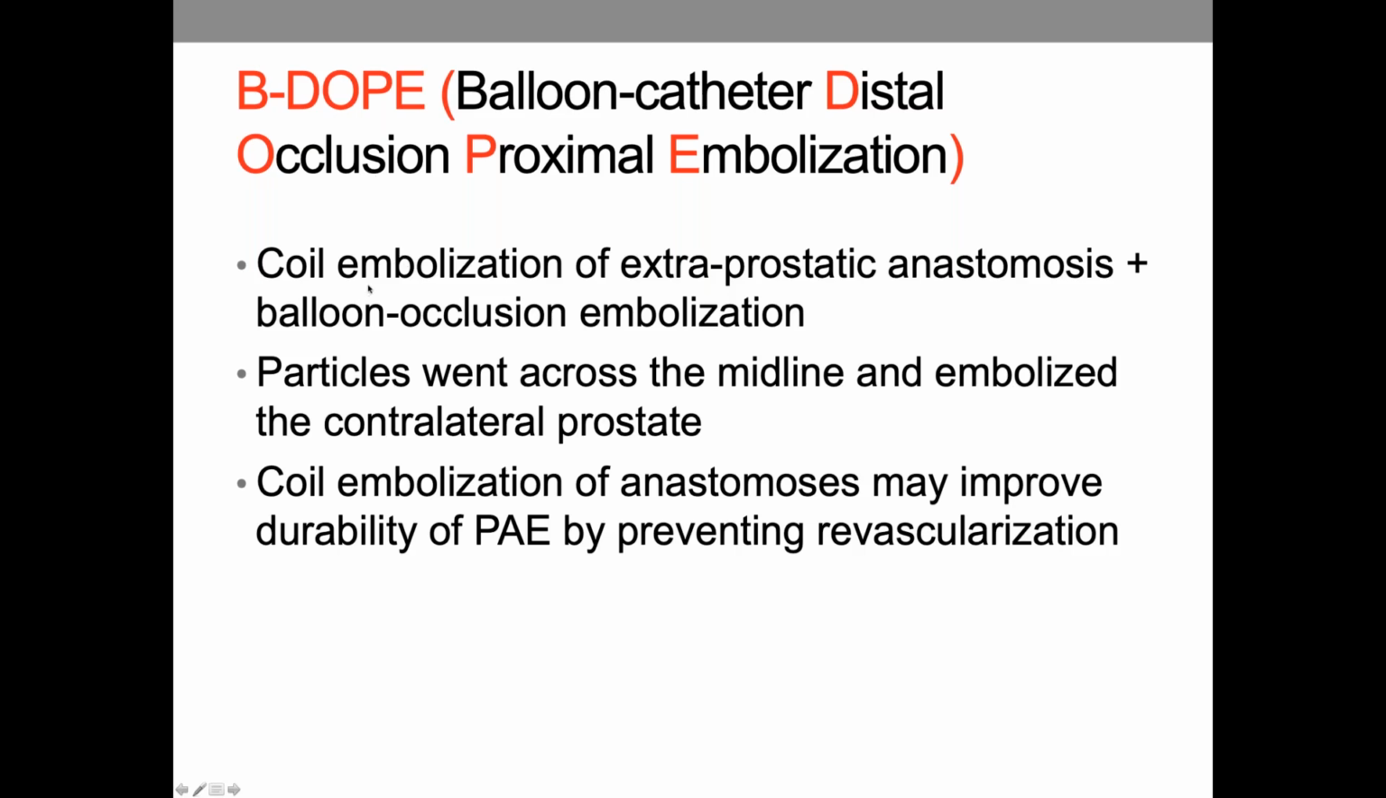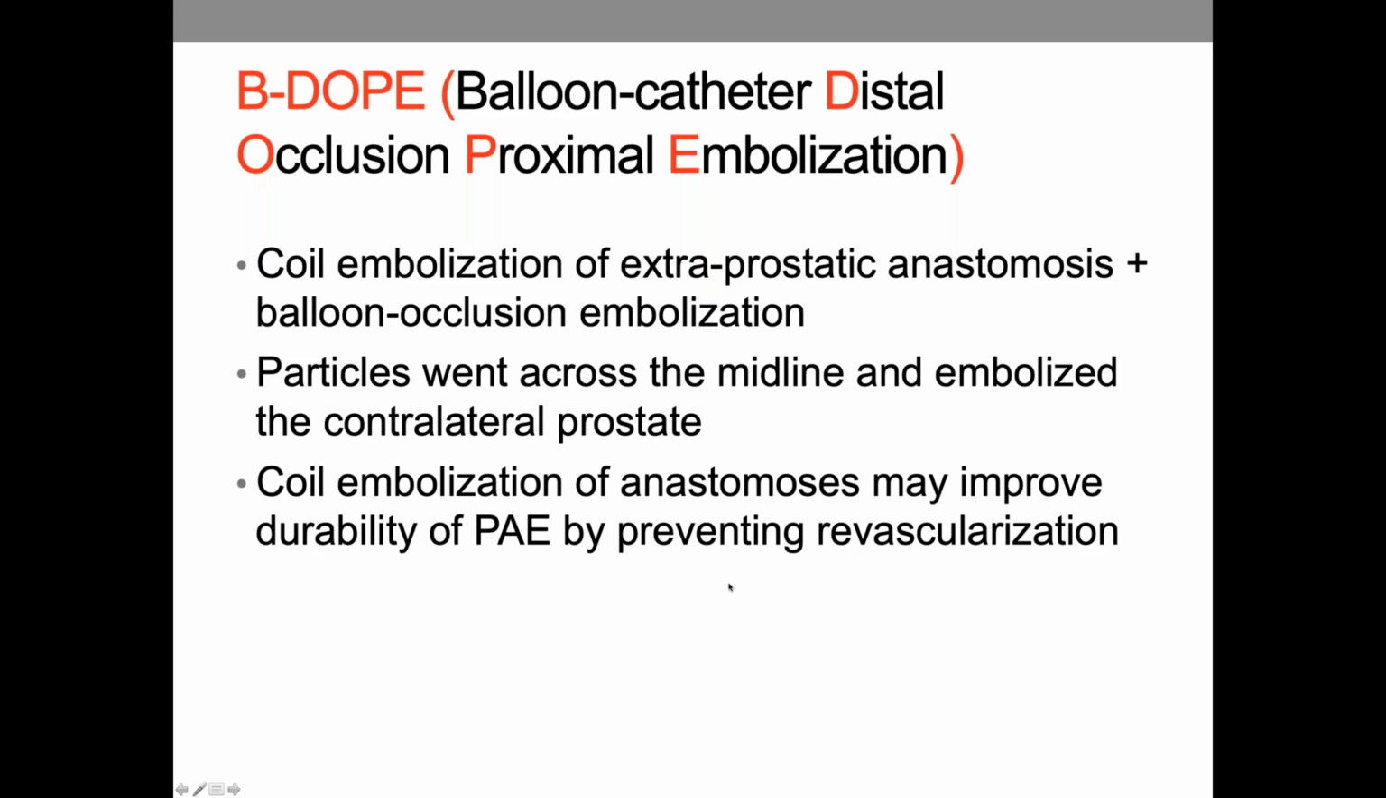And so you coil embolize the extraprostatic anastomosis, and you use the balloon, which allows you to embolize at high pressure. In this particular case, particles went across the midline from the left and embolized the contralateral prostate. And this is a key lesson, I think, that coil embolization of anastomoses may improve the durability of PAE by preventing revascularization through those anastomoses.